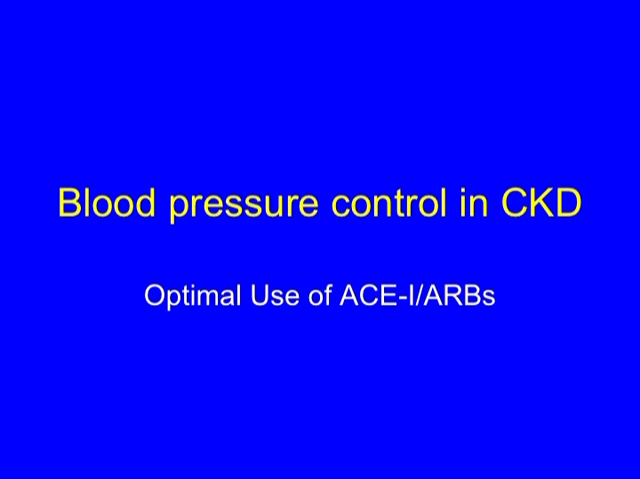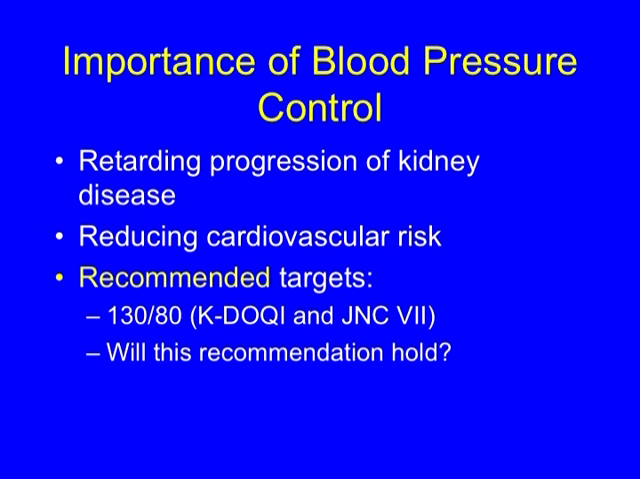So let's move on and talk about blood pressure control in chronic kidney disease, and we'll focus specifically on the optimal use of ACE inhibitors and angiotensin receptor blockers. Blood pressure control is important for a number of reasons. We know that it is important in retarding the progression of chronic kidney disease. It's important in reducing cardiovascular risk. And our recommended target currently, by both K-DOQI and JNC7, is 130/80.